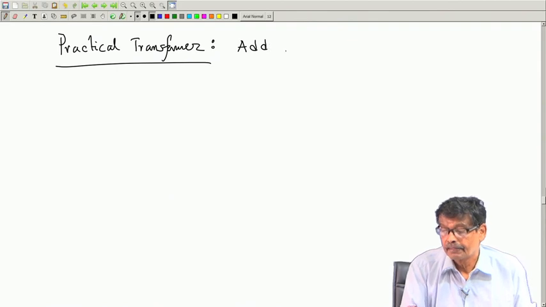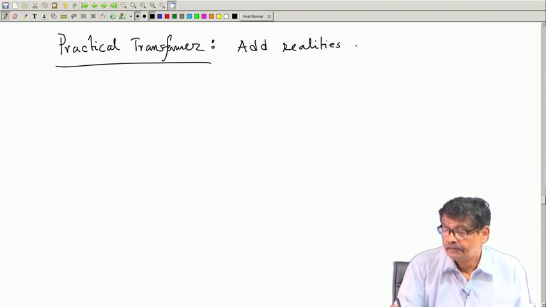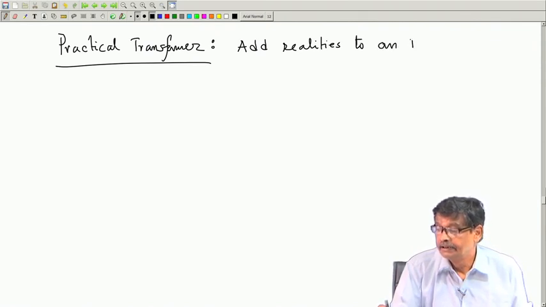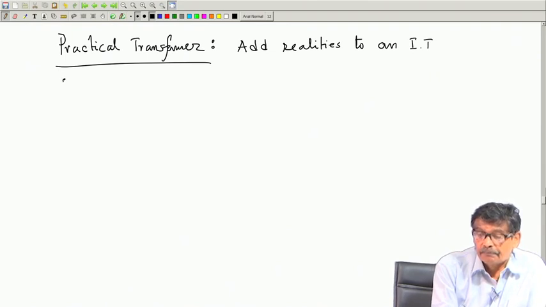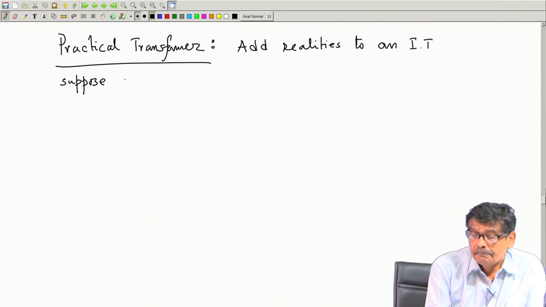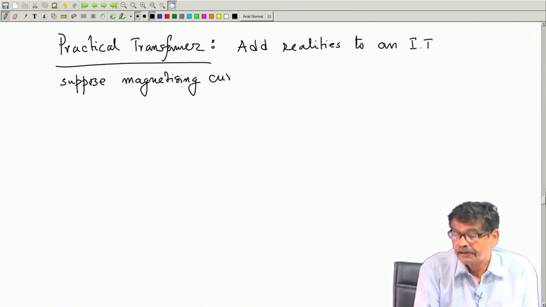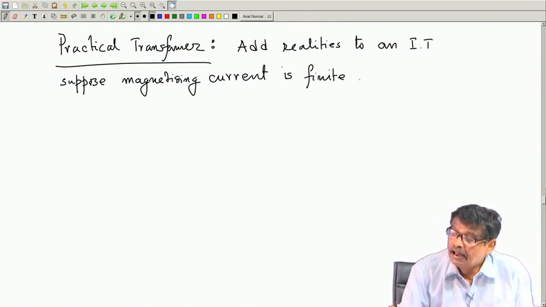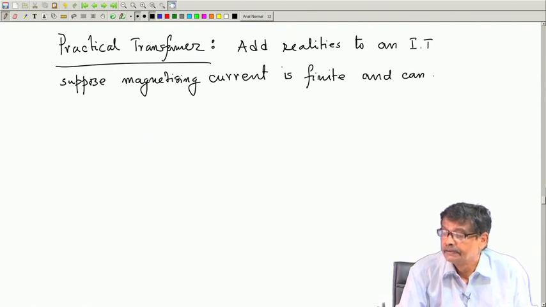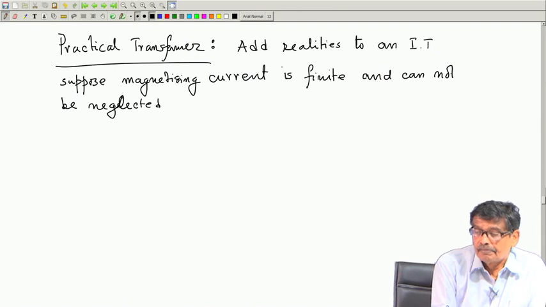add realities to an ideal transformer. So, the first reality I will add is, suppose the magnetizing current is finite and cannot be neglected. Suppose it is like this.